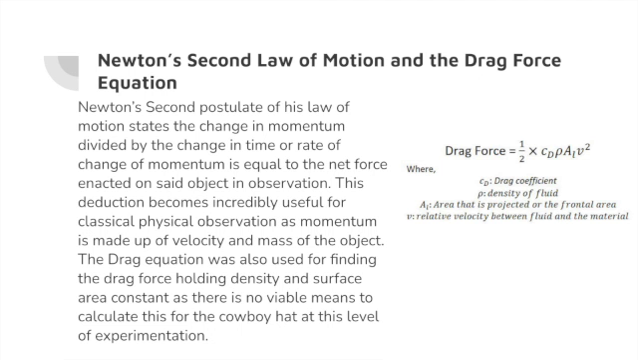Newton's second postulate of his law of motion states the change in momentum divided by the change in time, or rate of change of momentum, is equal to the net force enacted on said object in observation. This deduction becomes incredibly useful for classical physical observation, as momentum is made up of velocity and mass of the object. The drag equation was also used for finding the drag force, holding density and surface area constant, as there's no viable means to calculate this for the cowboy hat at this level of experimentation.